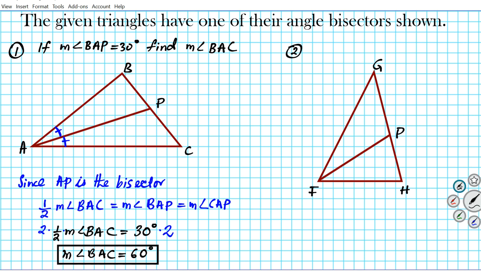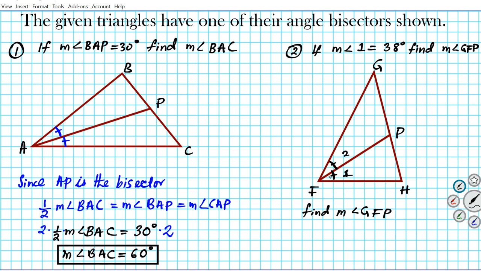So number 2, if the measure of angle 1 is equal to 38 degrees, find the measure of angle GFP. Let's say this is 1 right here, and this is 2. This given segment right here is a bisector, so we know these two angles are congruent. We want to find the measure of angle GFP.